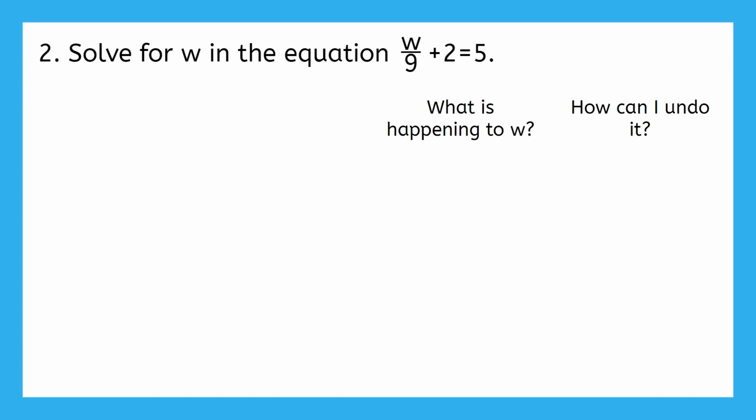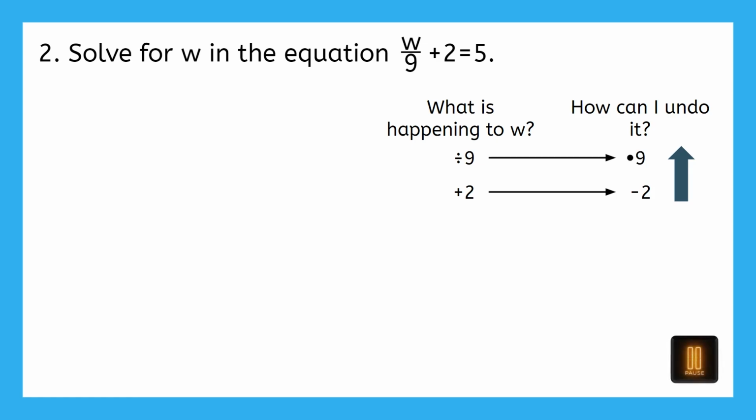Thinking about my order of operations, the first thing that is happening to w is it's being divided by 9. Then we are adding 2 to that. I need to undo those in the reverse order. So first I'm going to subtract 2 and then multiply by 9. Go ahead and pause again here to try solving this on your own.